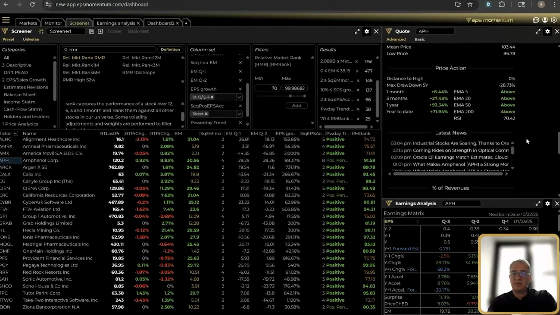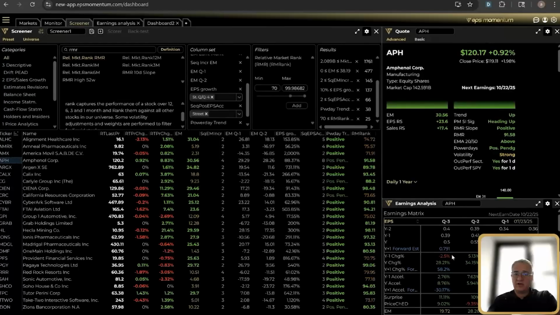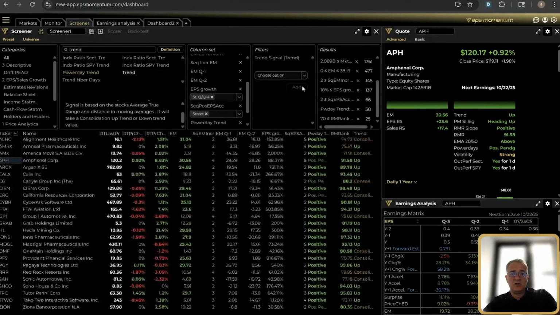You can quickly have a look at this. You can look at the matrix. But we can carry on with this. So the RMR, so now I have 25 names, and then I can look for a trend. I want that trend to be consolidating or up, which could be a possibility. And there you go. So I have 25 names here that are in positive configuration.